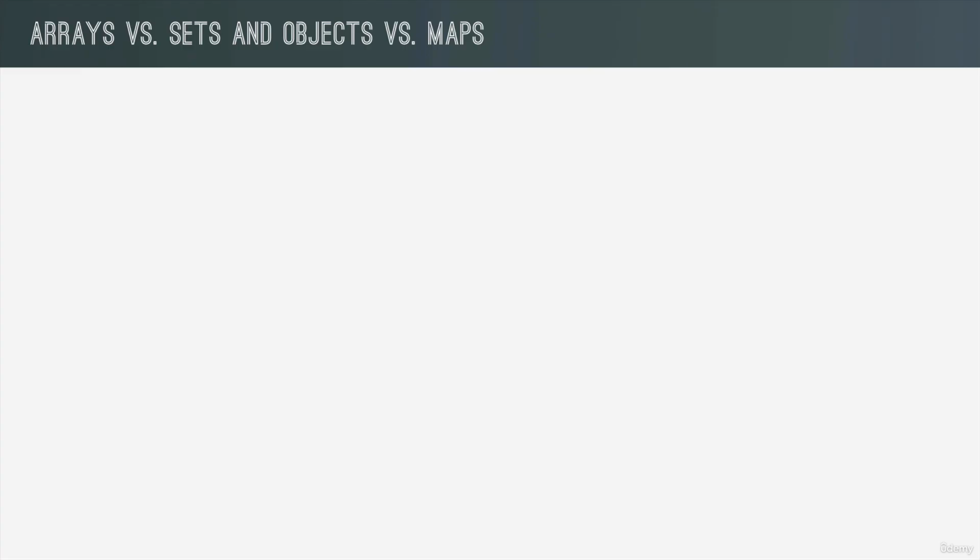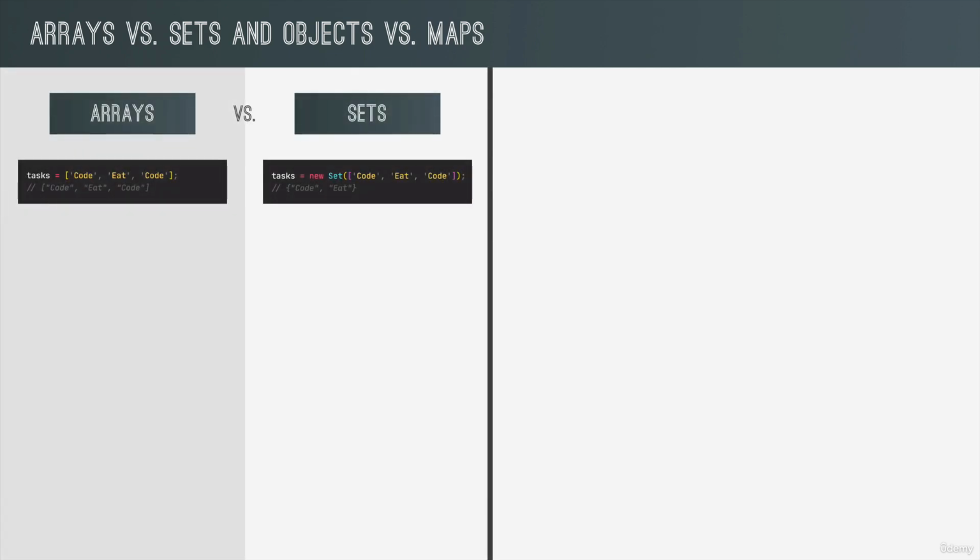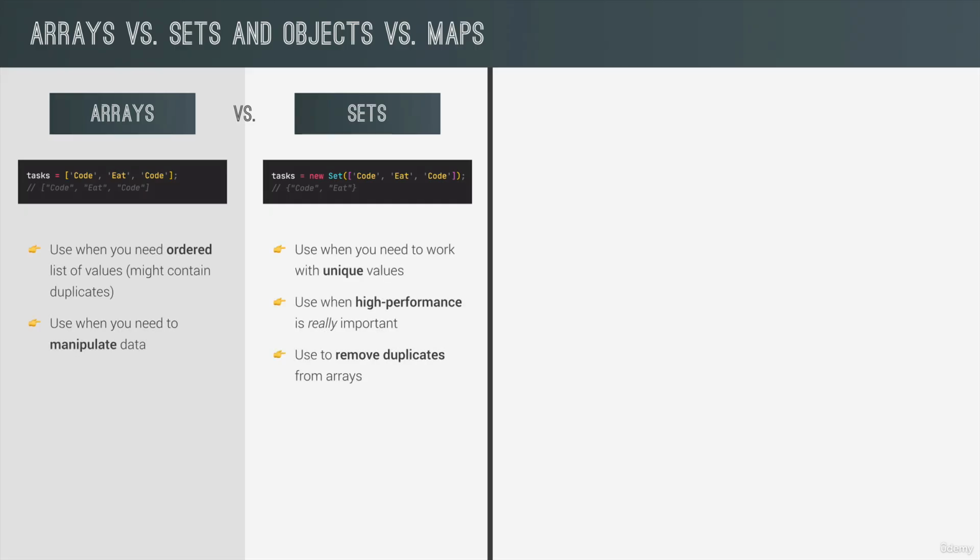So you already know at this point how to use all of them, but it's important to know when to use them. So starting with arrays versus sets, we already know that we should use them for simple lists of values when we do not need to describe the values. Now, you should use arrays whenever you need to store values in order and when these values might contain duplicates. Also, you should always use arrays when you need to manipulate data, because there are a ton of useful array methods.